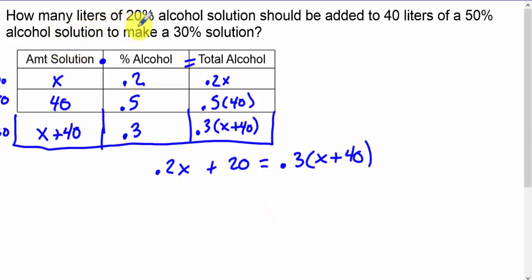And we want to know how many liters of the 20% solution. So we're looking for x in the end, and that will be our solution.